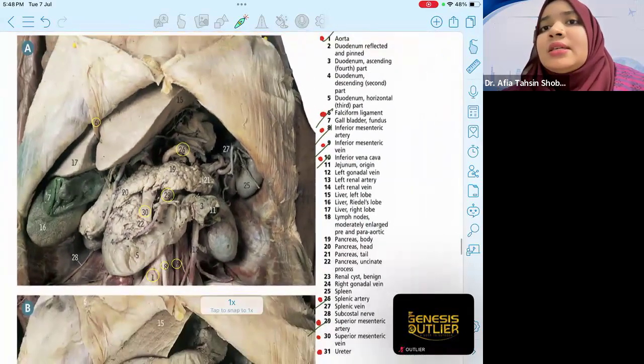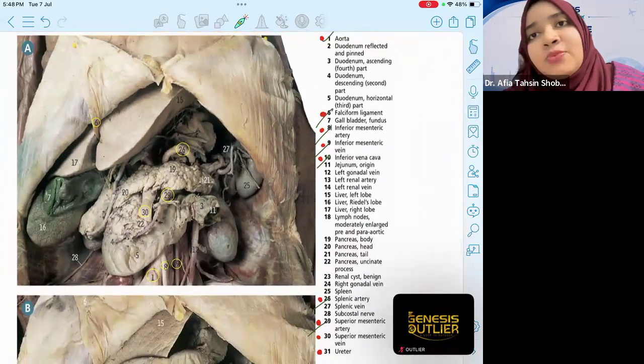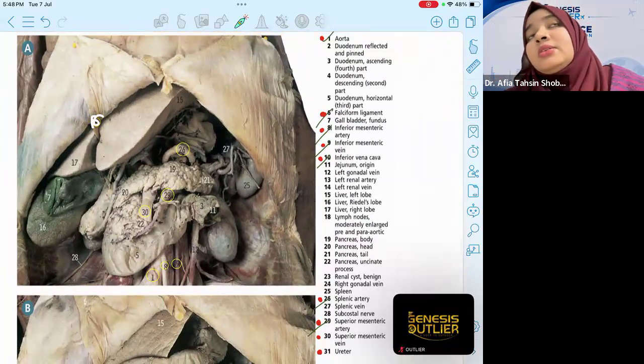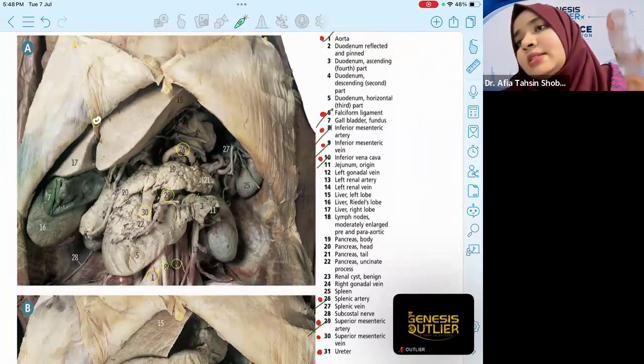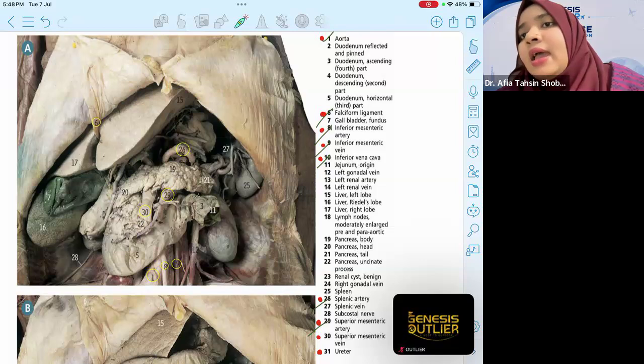So here 6 is falciform ligament. When we study the liver segments, it will be more important. Just need to know here 6 is falciform ligament. We will discuss it in detail in the liver topic. And this 26 here is splenic artery.